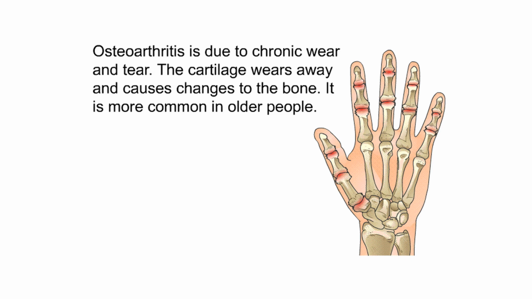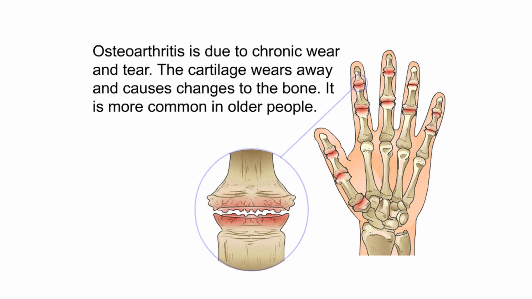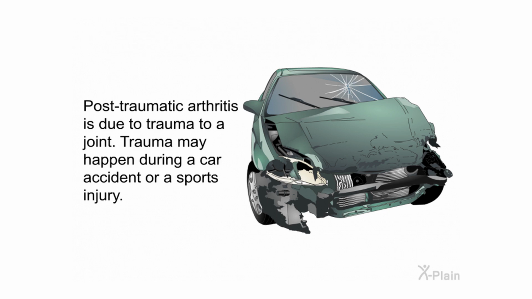Osteoarthritis is due to chronic wear and tear. The cartilage wears away and causes changes to the bone. It is more common in older people. Post-traumatic arthritis is due to trauma to a joint. Trauma may happen during a car accident or a sports injury.